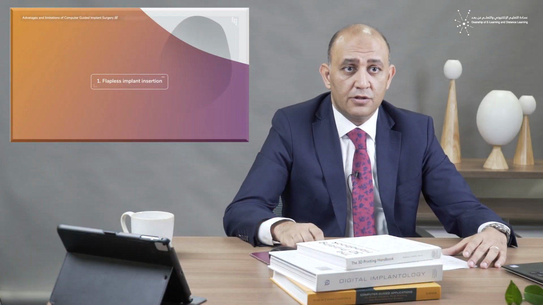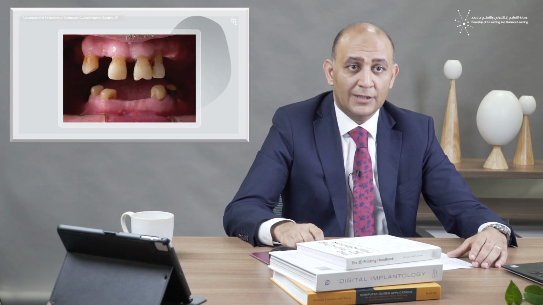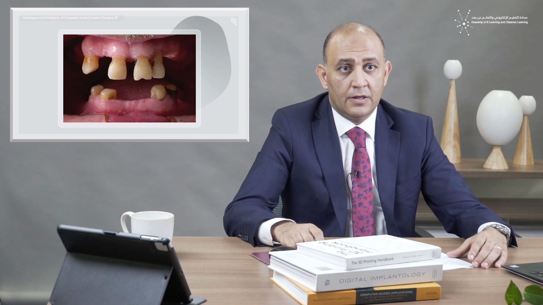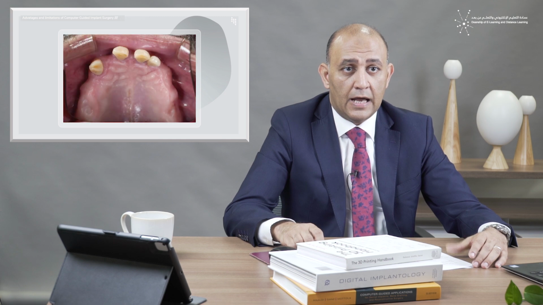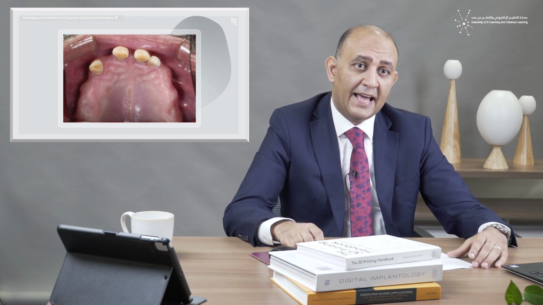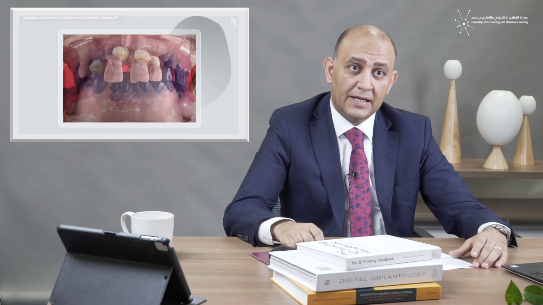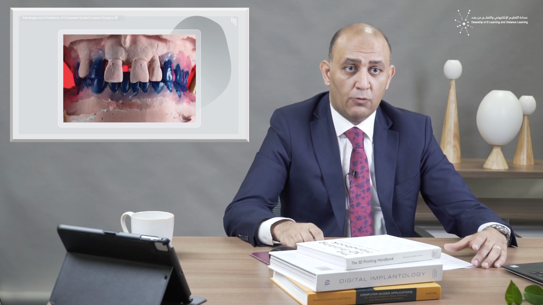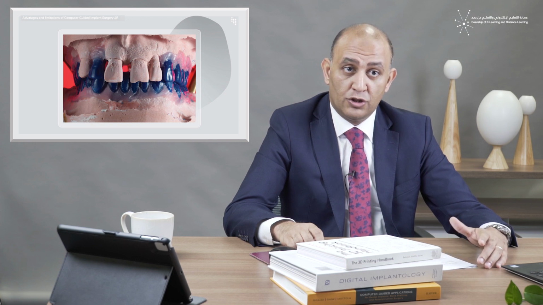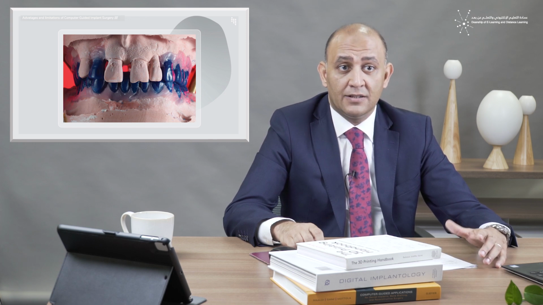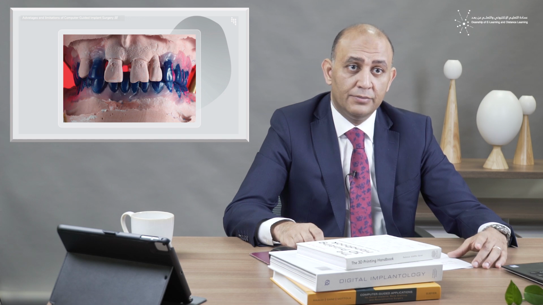So this is a case for a 50-year-old male patient presented with multiple missing upper and lower teeth. As you can see, this is a lower jaw showing multiple missing teeth, and the same for the upper jaw. So we started the case by having a wax-up, and here we have a conventional wax-up, not a digital virtual plan of the future prosthesis. In this case, we had a conventional wax-up.